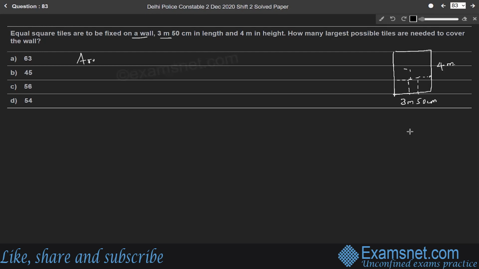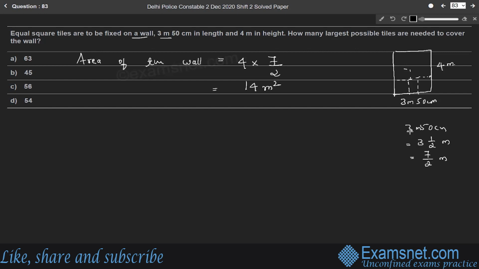So here the area of the wall is length 4 meter into breadth 3 meter 50 centimeter, which becomes 3.5 meters, which is 7 by 2 meter. So 4 into 7 by 2. So the area becomes 14 meters square. Area of the wall is 14 meters square.